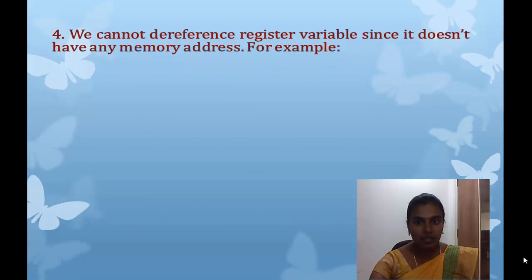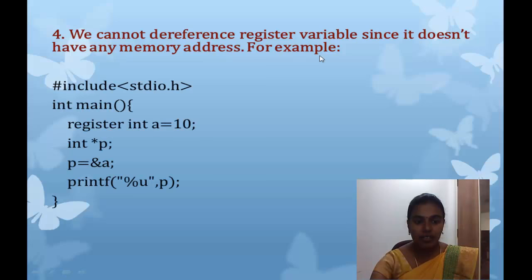Property is, we cannot dereference register variables since they do not have any memory address. For example, in this program we have two variables. One is an integer variable which is declared with the register keyword, and the other is a pointer variable p. To this pointer variable, the address of the register variable is assigned, which is actually wrong because the address of a register variable should not be used anywhere in the program, which will always end up with a compile time error. So the output is compilation error.